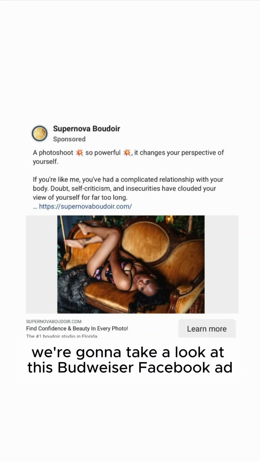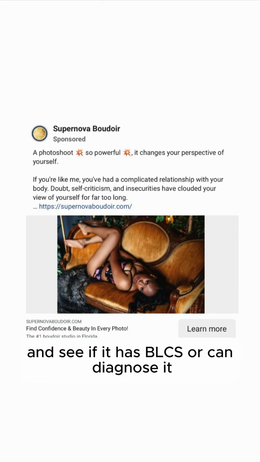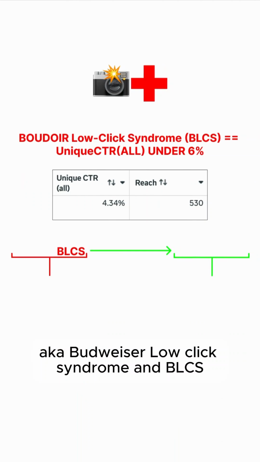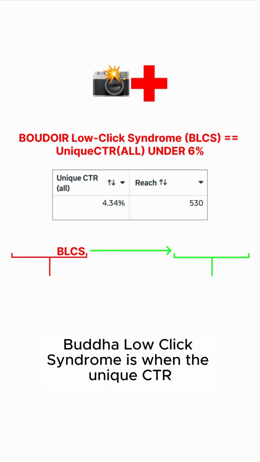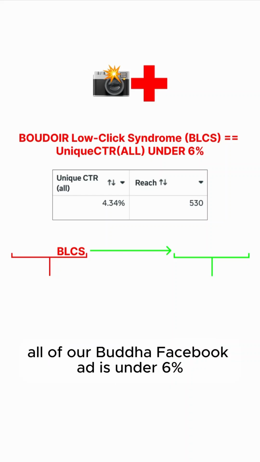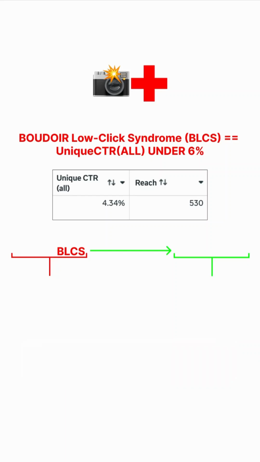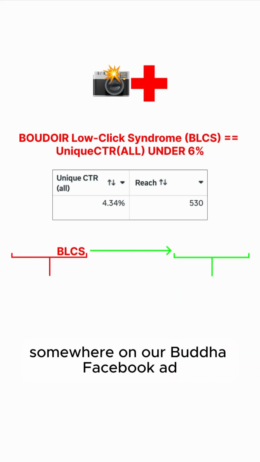All right, y'all, we're going to take a look at this Boudoir Facebook ad and see if it has BLCS. We're going to diagnose it, see if it has BLCS, aka Boudoir low click syndrome. And BLCS is when the unique CTR all of a Boudoir Facebook ad is under 6%. So this means fewer than 6 out of 100 women are clicking somewhere on our Boudoir Facebook ad.